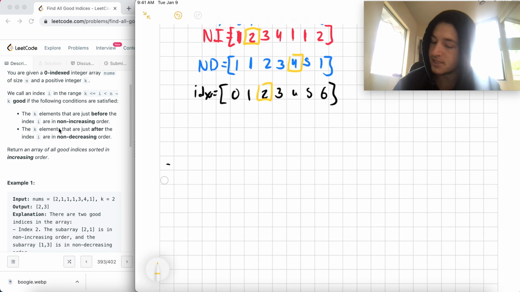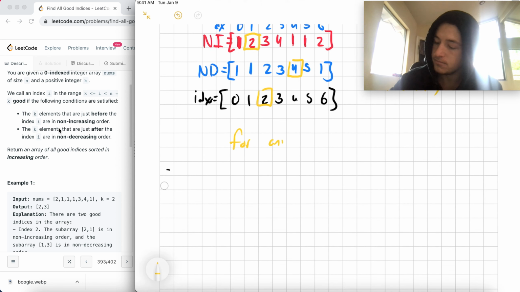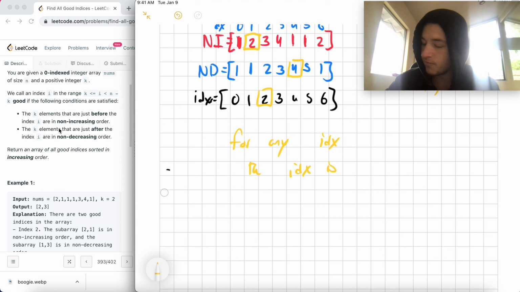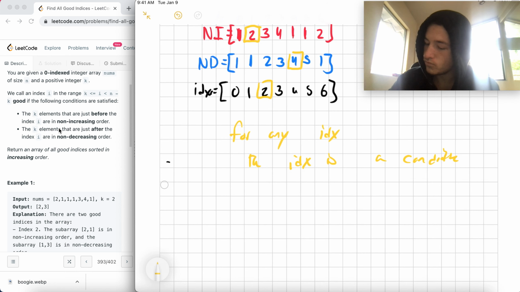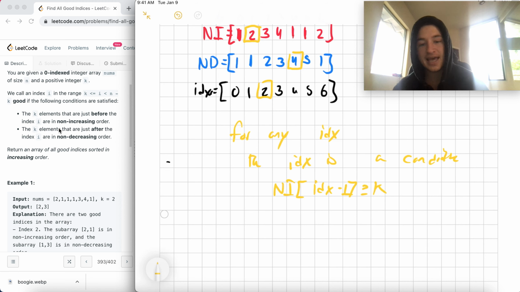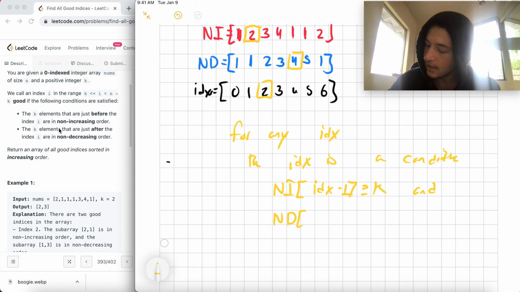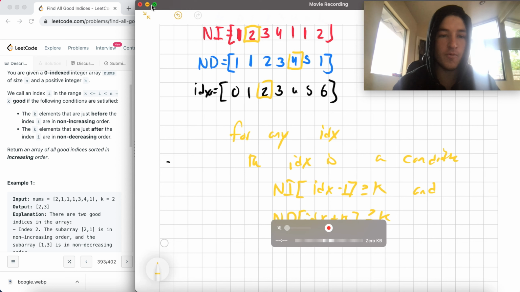So what I do is say for any index, the index is a candidate if non-increasing at idx minus 1 is greater than or equal to k, so there's at least k elements to the left, and non-decreasing at idx plus k is greater than or equal to k. So that means to the right, non-decreasing as well. So with that, let's go ahead and write the solution. I hope that makes a little bit of sense.